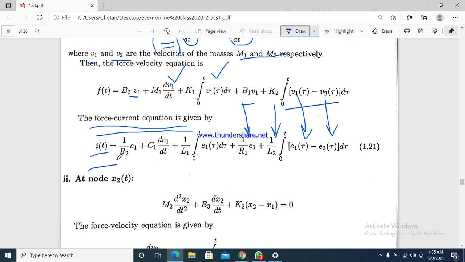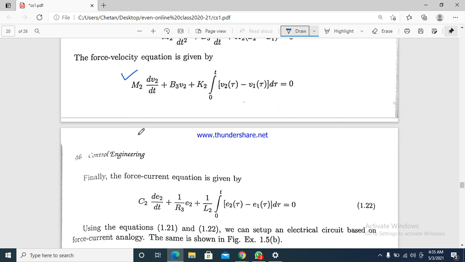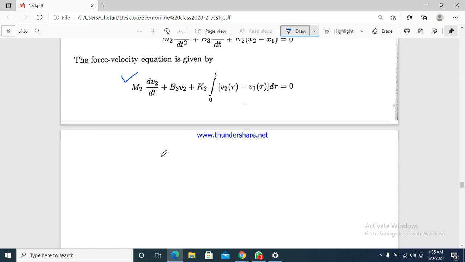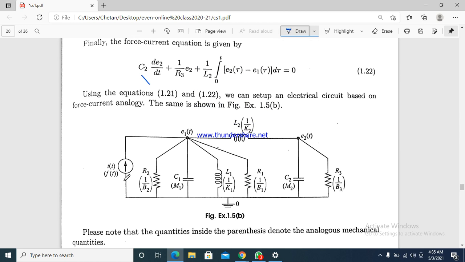This is the expression. Next, at node x2, you can write down M2 d square x2 by dt square plus B2 dx2 by dt plus K2 (x2 minus x1) equals 0. For this expression, write down the force-voltage expression. Next, replace the parameters as we have replaced here, using the above expressions. Replace that, then draw the equivalent circuit for that.